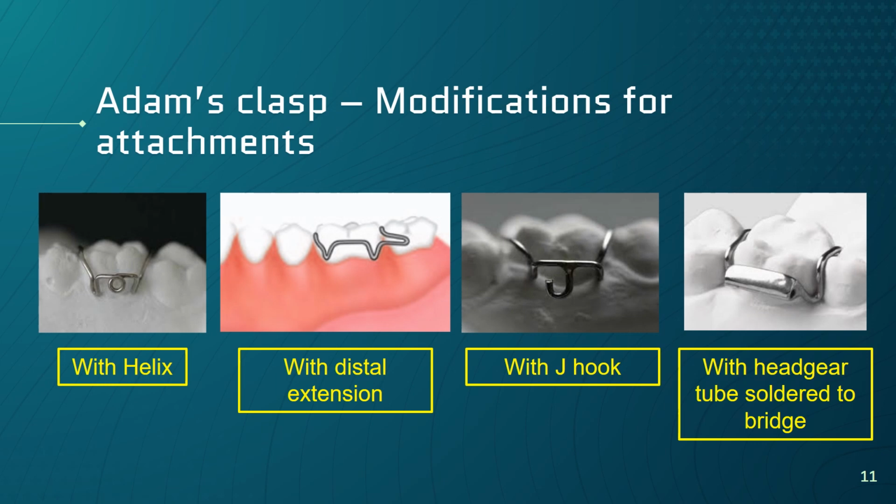Other modifications are that we can put a helix on the bridge, or we can have a distal extension, or a J hook soldered to the bridge. All these three are made with a view to attaching elastics. A headgear tube can also be soldered to the bridge, in which case it can be used to accommodate a headgear.